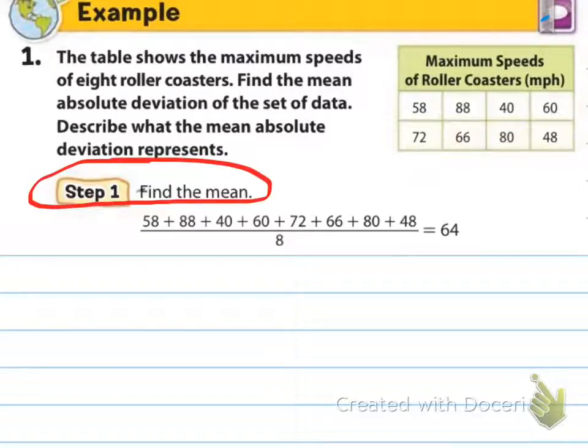They've already done it for us. They added up all the speeds for the roller coasters, and then they divided by 8 because there are 8 values. And they said that value is going to be 64. Now that's just the mean. That's not the mean absolute deviation. You wish you were done, you're not. Let's go to the next step.